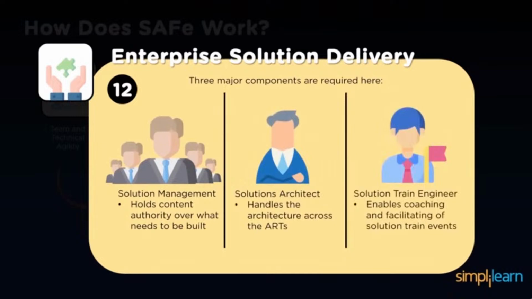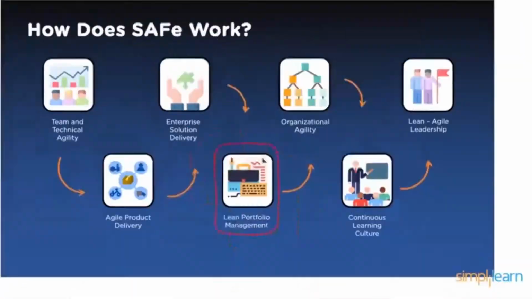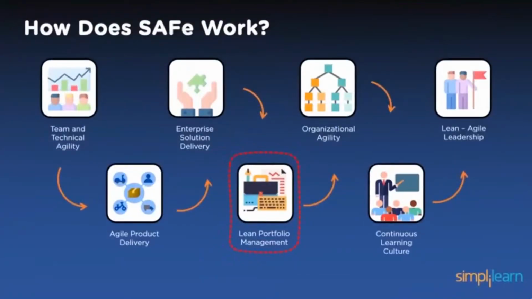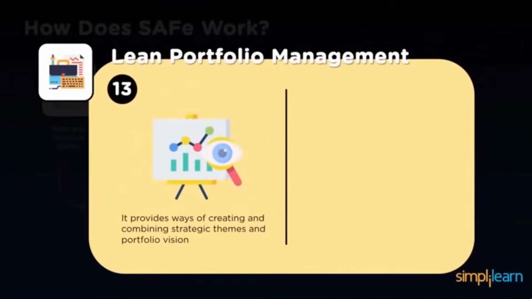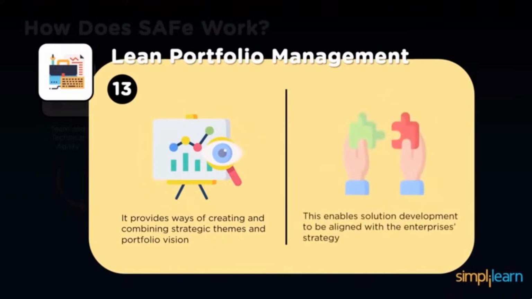The solution management holds content authority over what needs to be built. Solution architect handles the architecture across the ARTs. Solution train engineer enables coaching and facilitating of solution train events. So next is lean portfolio management. So lean portfolio management provides ways of creating and combining strategic themes and portfolio vision. This enables solution development to be aligned with enterprise strategy.